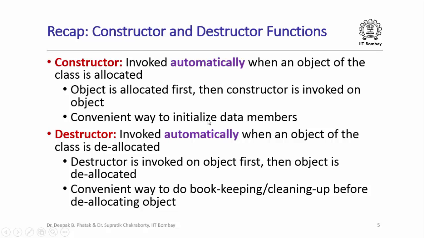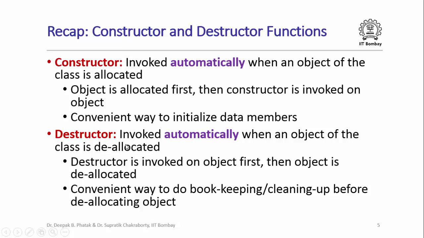Now recall that in our study of constructors and destructors, we had basically said that given a class, the constructor function for that class is going to get invoked automatically whenever an object of the class is allocated. In fact, the object is going to be allocated first and then the constructor is going to be invoked on that object. And we have also seen that this is actually a very convenient way to initialize data members of an object of the class.